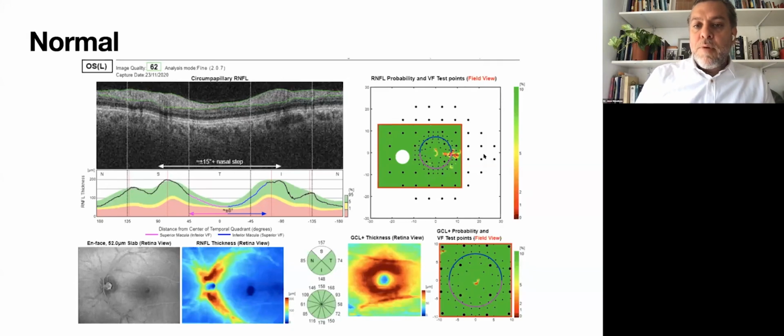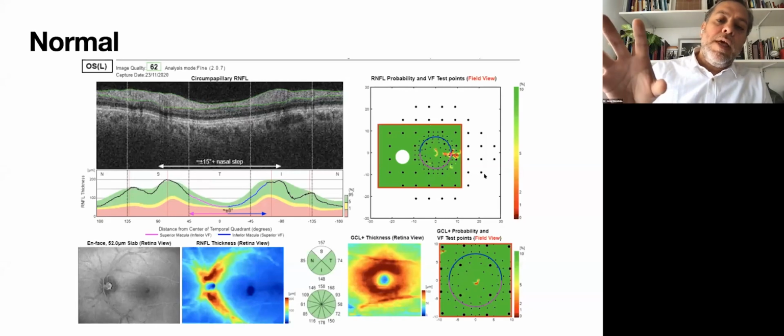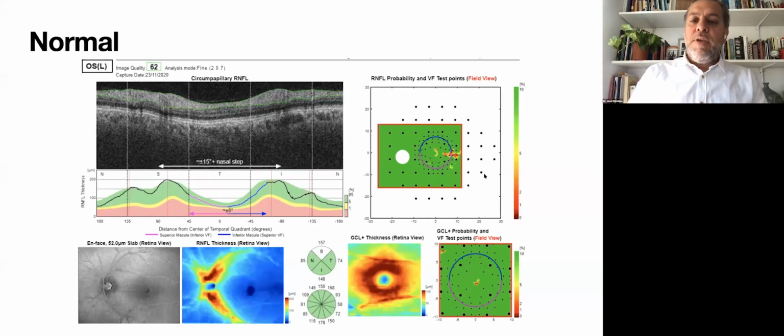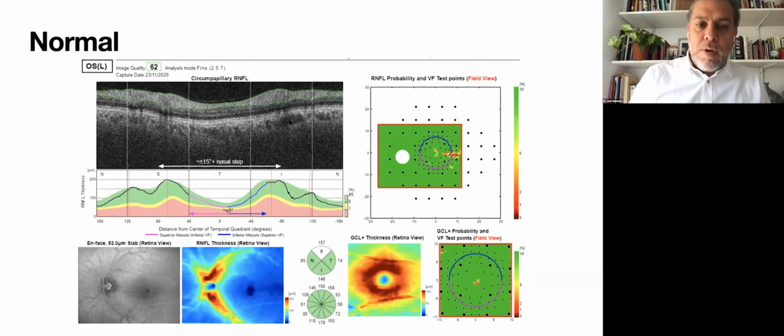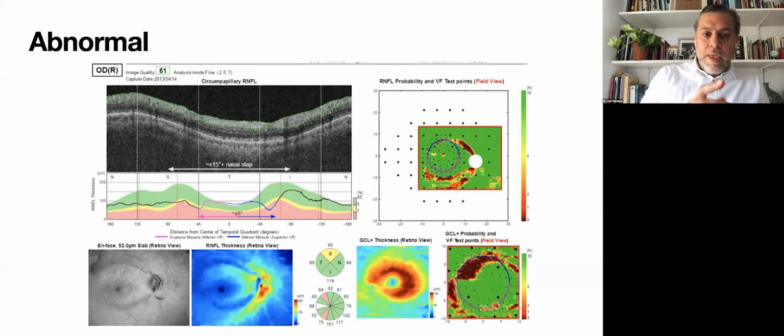Over here we have probability plots. This is a simulation of how this will be on visual field testing. So if you have any type of abnormalities on the OCT, this will show on this simulation of the 24-2, and down here the 10-2, how it will show on the visual field testing. So this is normal. Now let's take a look at how it looks abnormal.